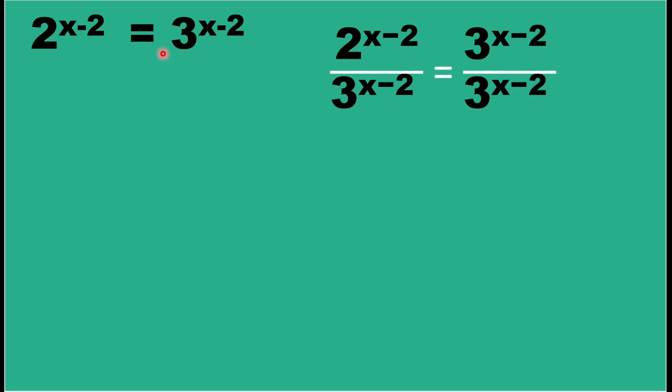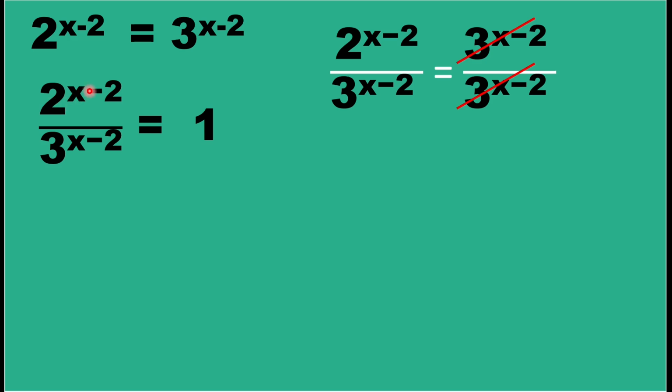Now we will divide both sides of the equation by 3 power x minus 2. We have divided, and now this 3 power x minus 2 will cancel this 3 power x minus 2. So now here we have 2 power x minus 2 divided by 3 power x minus 2, which is equal to 1. Now we will write this x minus 2 in the power on both these values, because both these values have the same common power, so we can write this equation like this, which is equal to 1.